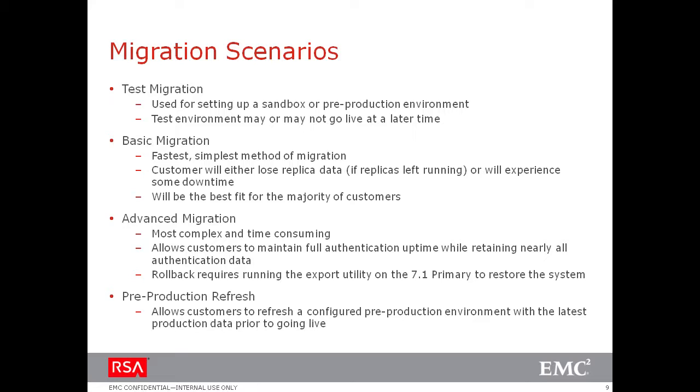There's the basic migration. This is going into production. It's the fastest and simplest method of migration. So either you'll bring down your primary and export your data off of your primary, and you can either leave your replicas running and have them field authentications, but you will leave any replication or authentication data that happened on the replicas behind. So for example, if there were any new PIN modes or next token code updates or anything like that, you will lose those by not migrating that replica data.